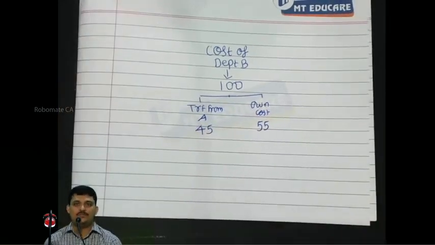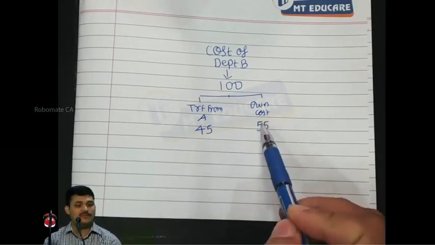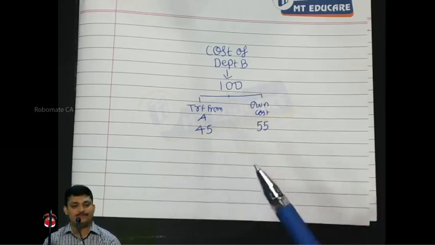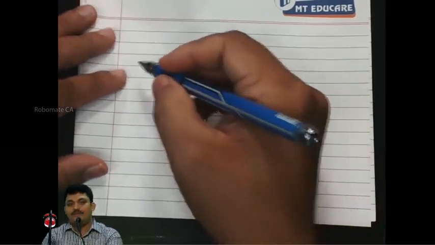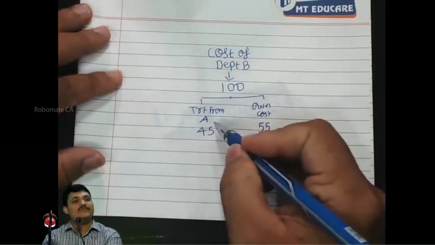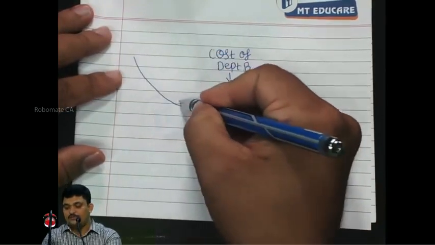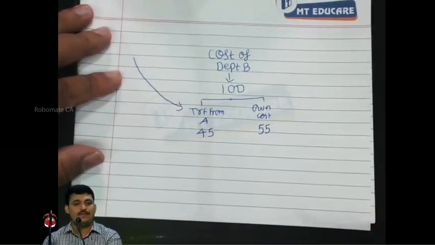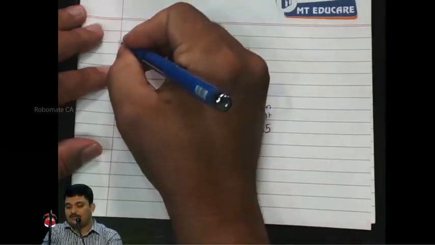If 100 rupees is cost price, then we find 55 will be the own cost and transfer from A will be 45. Everybody? Now in this, transfer from A, A transferred these goods with a 50% margin on cost.